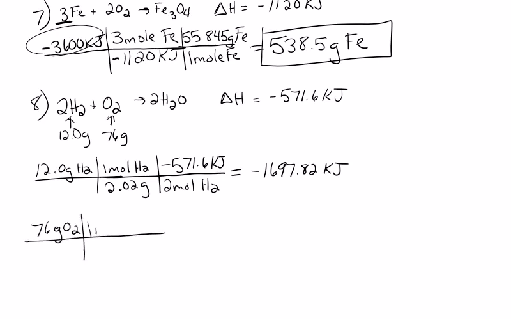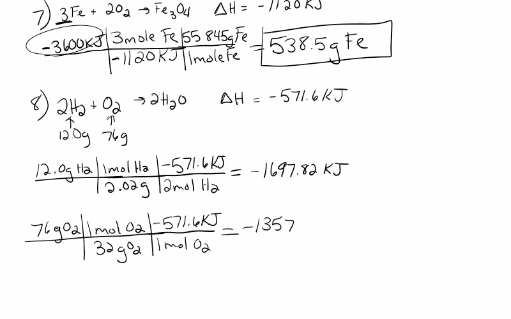All right. The second step, 76 grams of O2. Okay. Well, for every 1 mole of O2, I would have 32 grams of O2, so 2 times 16. And then in this problem, I only have 1 mole of oxygen. Okay. And in that 1 mole of oxygen, I will again produce 571.6 kilojoules of energy. When I go ahead and do this math, I end up with negative 1,357.55 kilojoules.